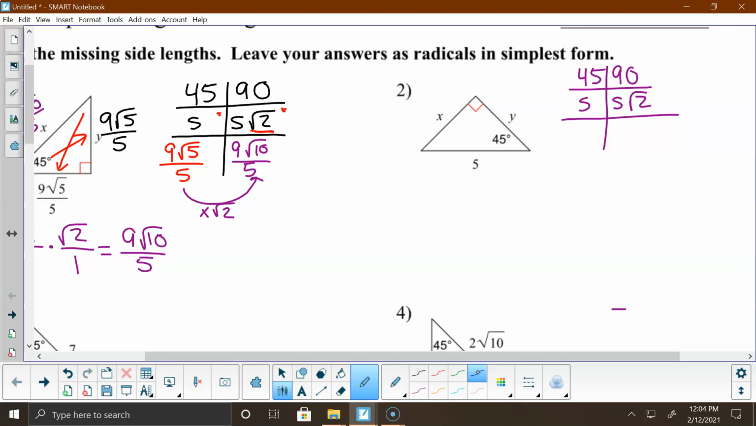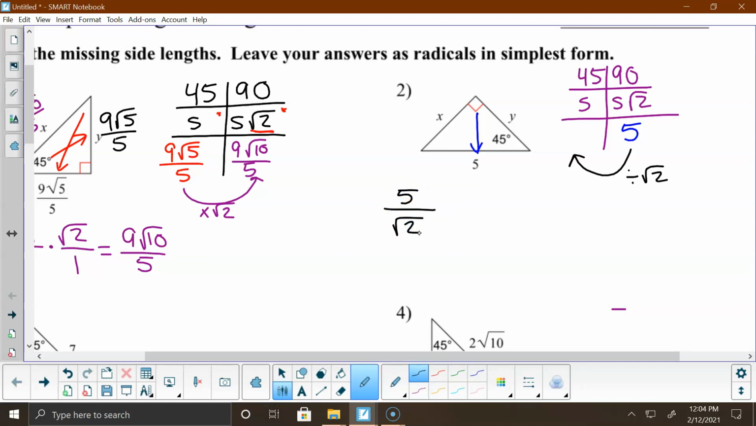So they gave me the hypotenuse, which is directly across from my 90, so that means I put a 5 right here. So how would I go in the opposite direction of the one I just did? So in the last one, I multiplied by the square root of 2. What's the opposite of multiplying? Divide it. So I have 5 divided by square root of 2.